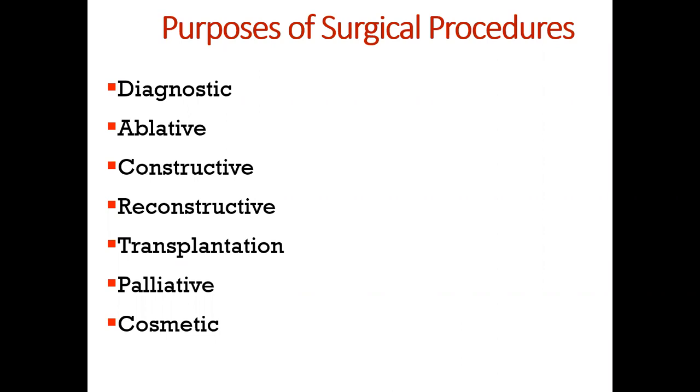Then we have ablative, and this is when we're going to remove a part of the body that's diseased. So if you have a gangrenous toe, then we can have constructive, right? And this is going to restore function that's been lost or reduced. And for constructive, that would be a cleft lip or a palate repair.